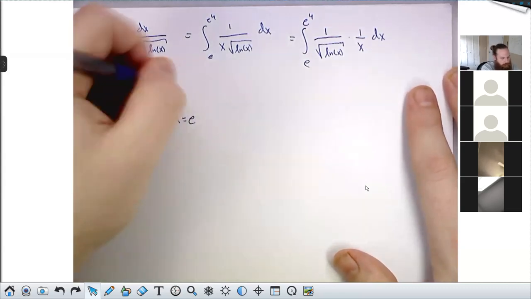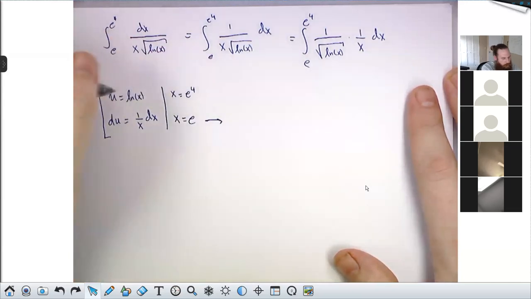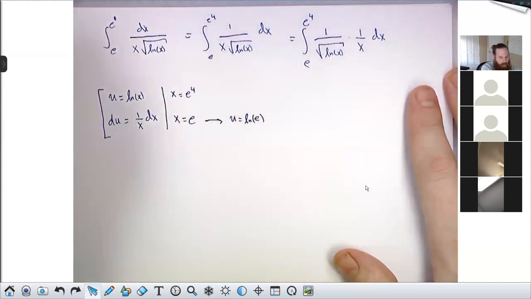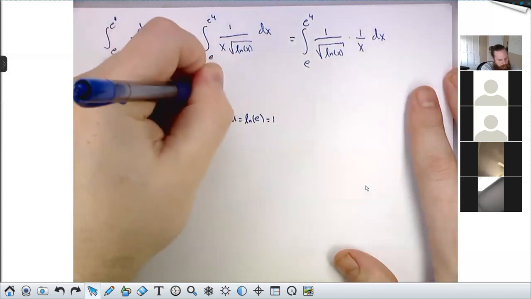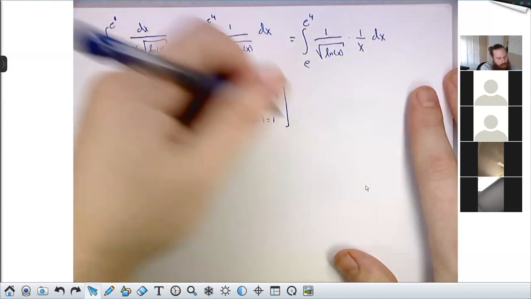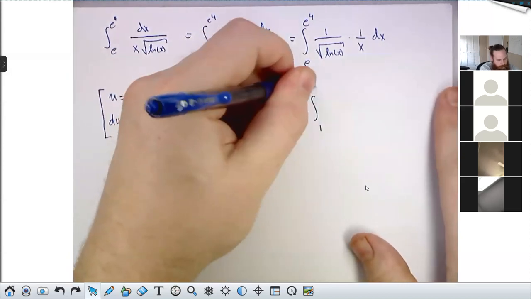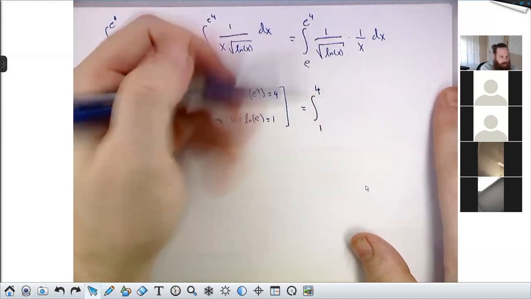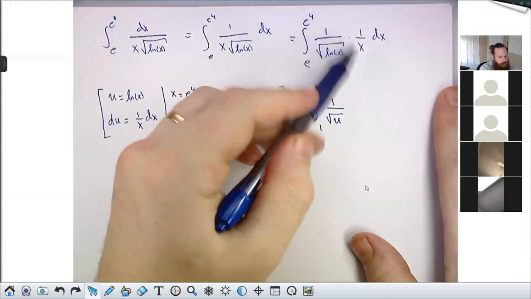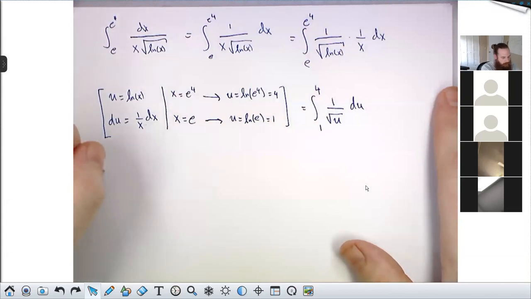That's a good hint. Now I need to also change my bounds. My old lower bound is e. My old upper bound is e to the 4. So my new lower bound is what I get when I plug in e for x in my substitution. u will be the natural log of e, which is 1. And my upper bound, u is the natural log of e to the 4, which is 4. So my new integral will go from 1 to 4. And what would that integrand be? 1 over the square root of natural log x becomes 1 over the square root of u, because u is ln x. And 1 over x dx is exactly du. This is convenient. Now I do know how to integrate this.